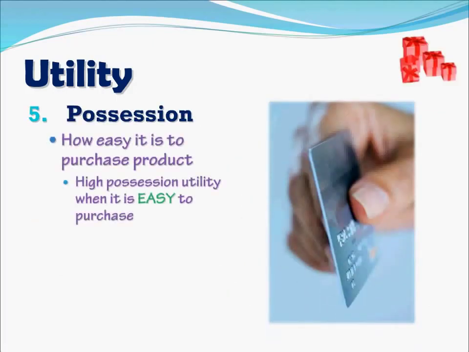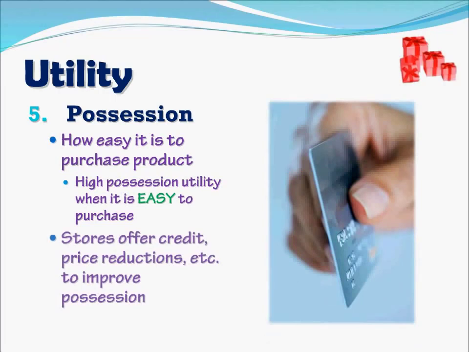And lastly, we have possession utility. And this refers to how easy it is to purchase the product. High possession utility means it's very easy to purchase. Now, we're not talking about when and where to purchase the product. It's the idea that when you are in the store, you can purchase it. So here we're talking about credit, store credit, price reductions, anything that retailers or businesses do to make it easier for people to purchase the product.